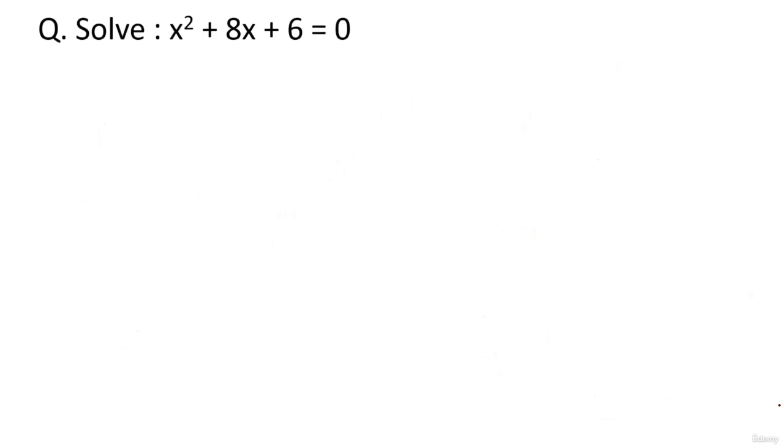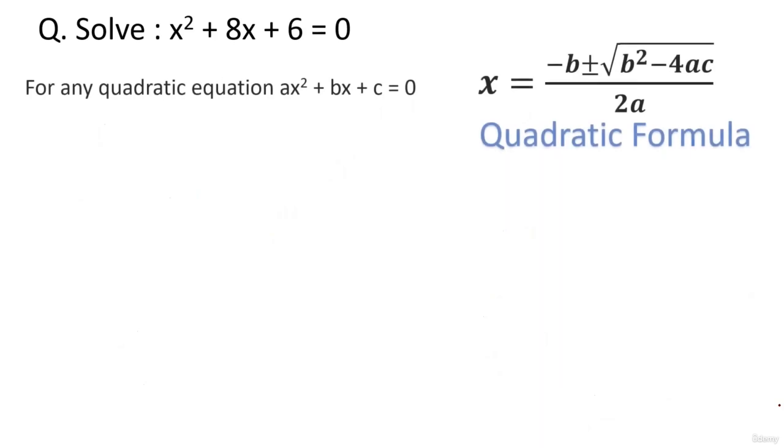Okay, solve x square plus 8x plus 6. Now let's try to find two numbers whose sum is 8 and product is 6. Don't exist, right? So many times we won't be able to factorize a given quadratic equation. Okay guys, when that happens, we have something called the quadratic formula. For any quadratic equation ax square plus bx plus c is equal to 0, the quadratic formula gives you the value of x, the roots, that is minus b plus or minus root of b square minus 4ac upon 2a.